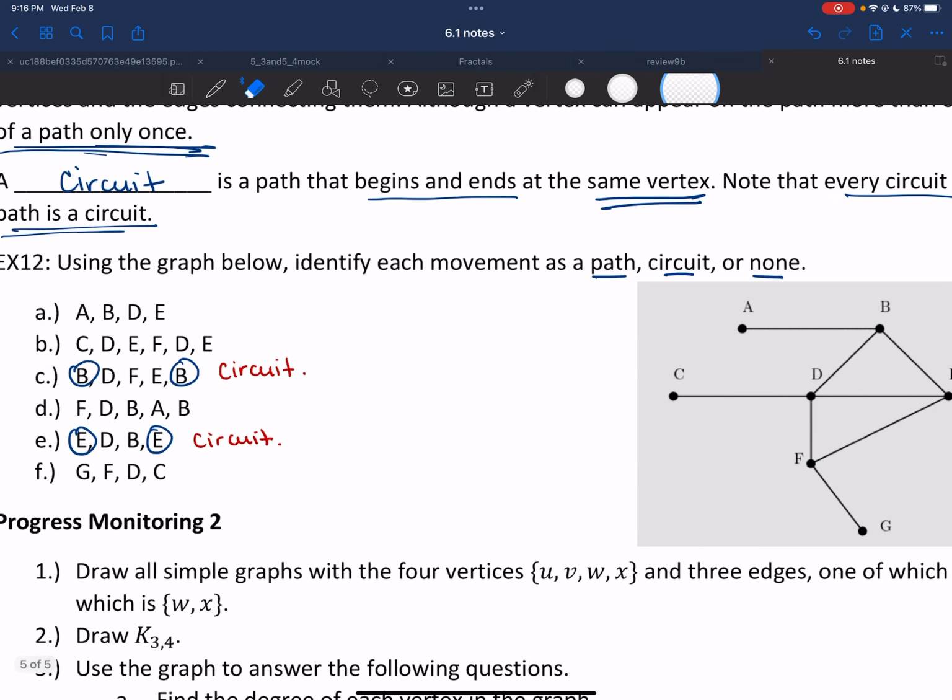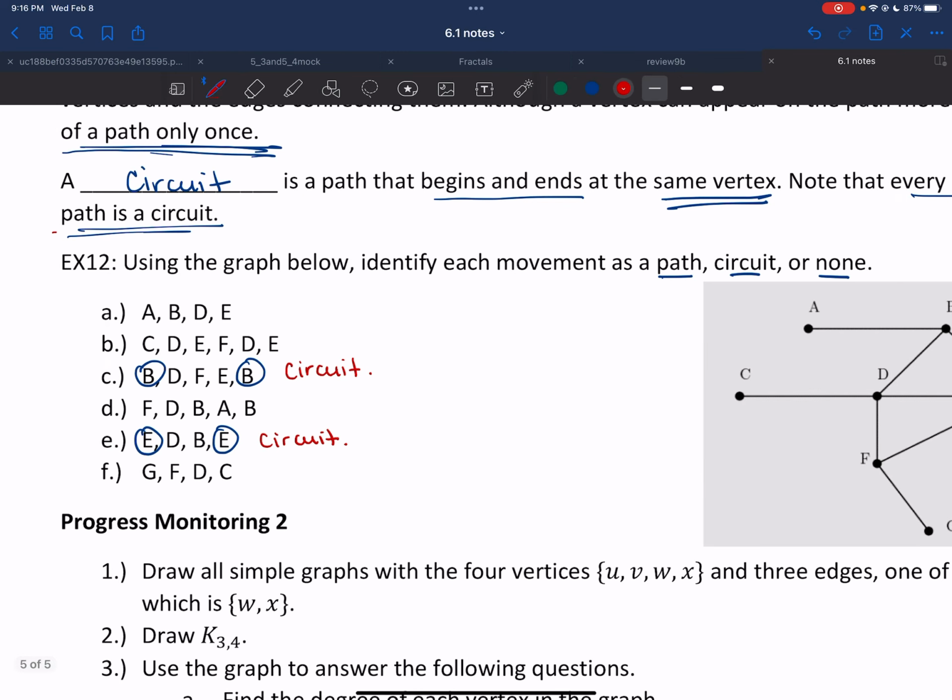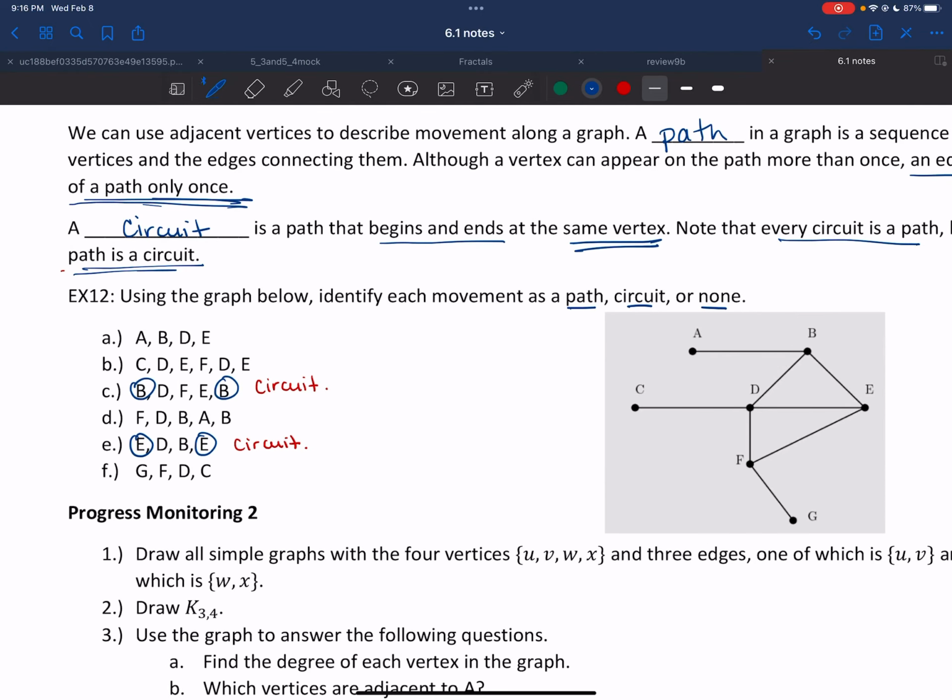All right, let's look at the next one. Let's go ahead and start from the top. And we have A, B, D, E. So A, oops, let me get a bigger, thicker one. A, B, D, E. All right. So it's not coming back on itself, but it does follow the definition of a path. It's not repeating any edges. So we should be okay calling that a path. Now, if I'm going too fast, just pause it or rewind it.